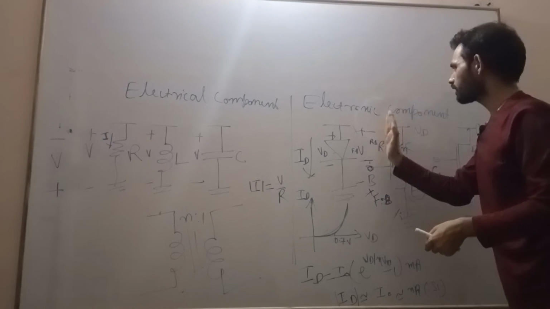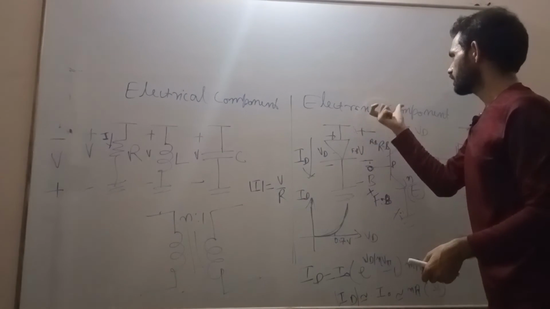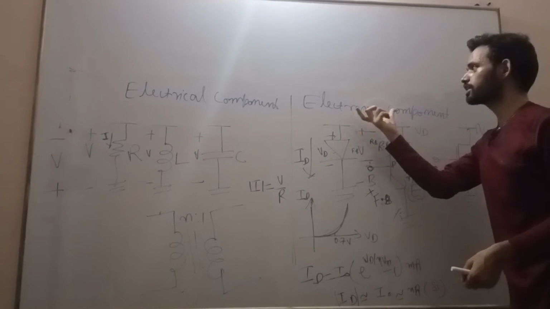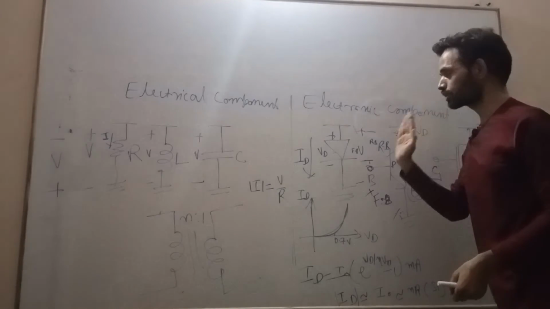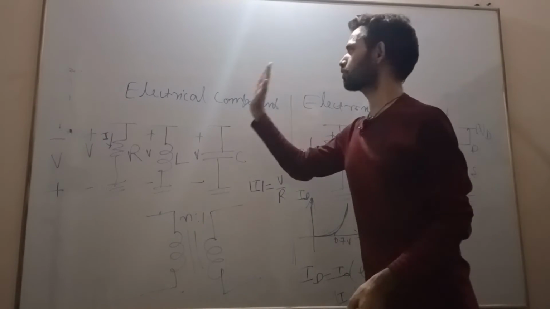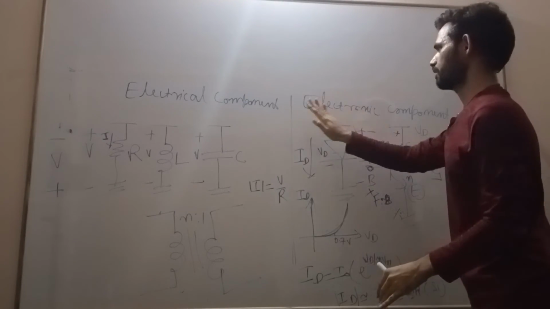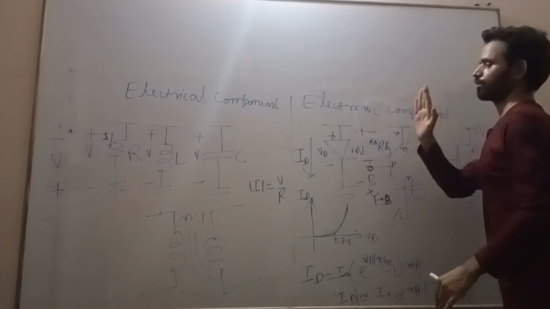So this is the magic, this is the miracle, or this is the beauty that is hidden inside the electronic component. This is the beauty which makes the electronic component different from electrical component. So this is all about the difference between electrical component and electronic component.